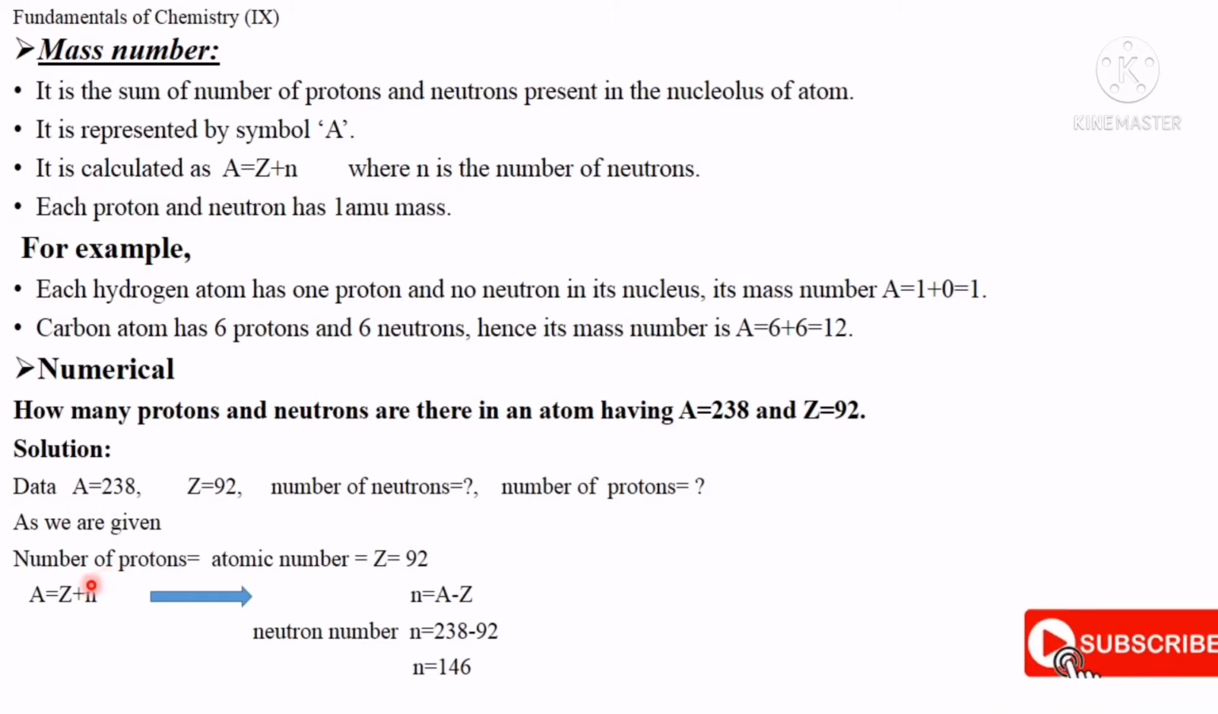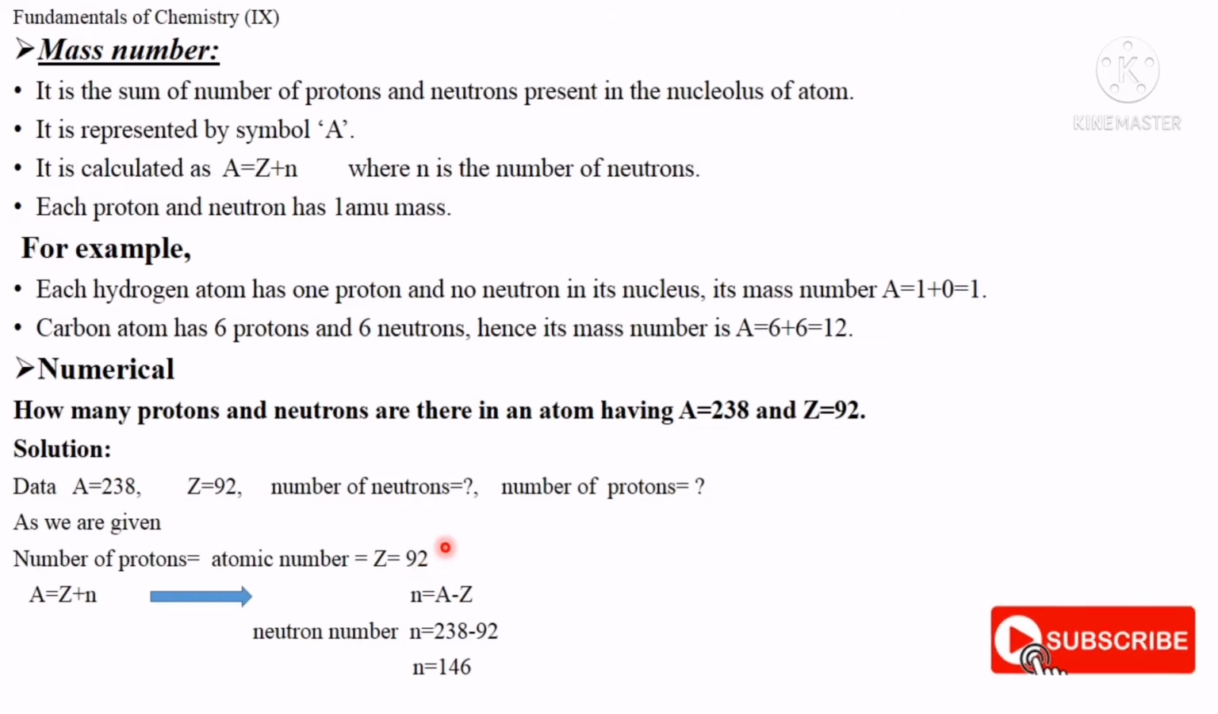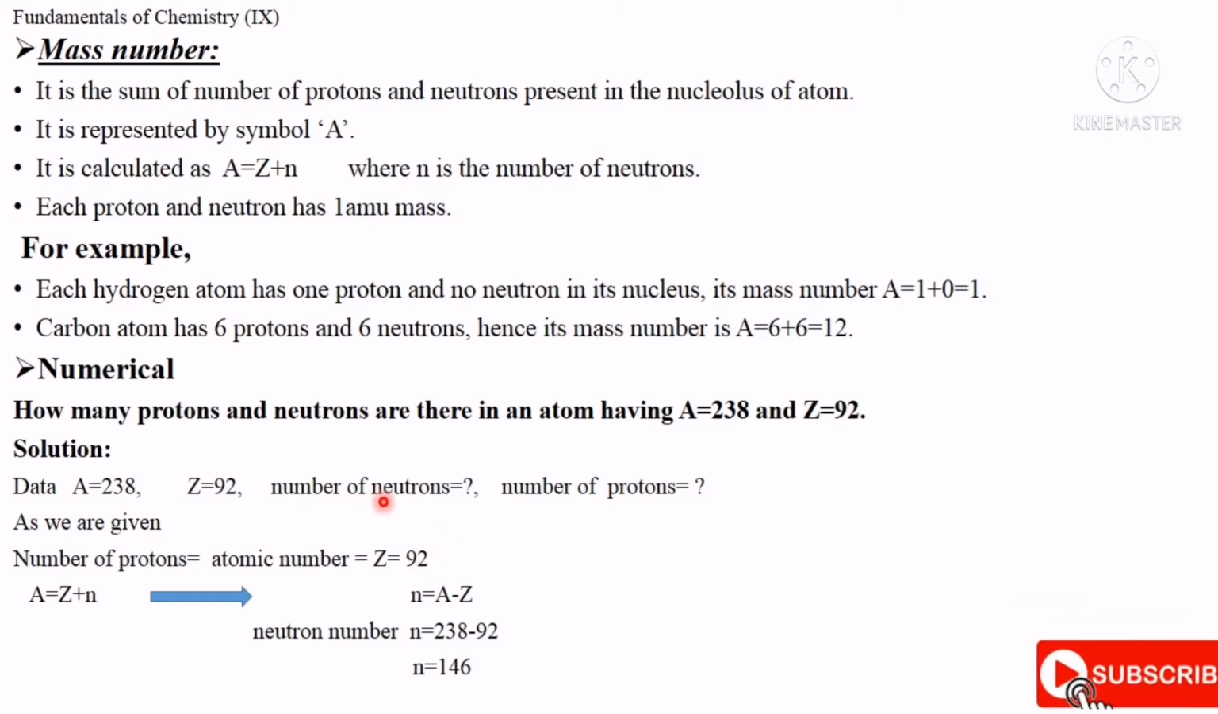As we know that the number of protons is equal to the atomic number that is represented by Z, which is equal to 92, is given. So we have been given the number of protons. One part of the question is solved here, and the other part we have to find out.